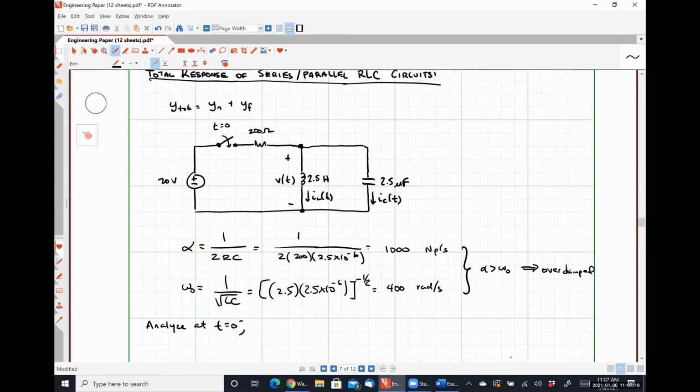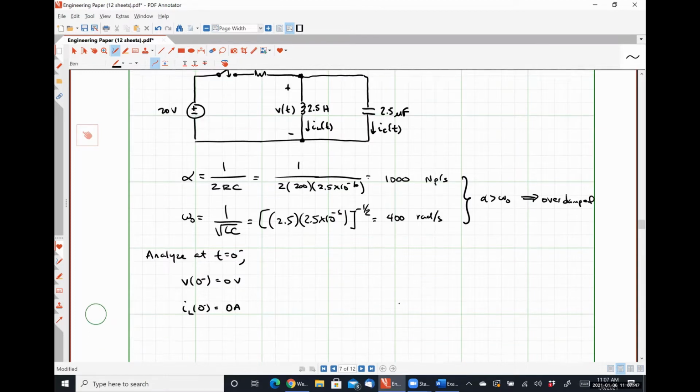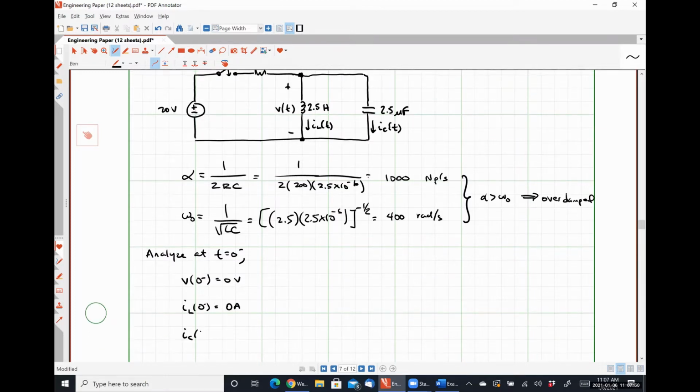Our capacitor is an open circuit, so there's no current flowing through the capacitor, so IC is 0, V is 0, and if there's no current flowing to the capacitor, no current can flow through the inductor as well because they're connected effectively in series. So we should have V at 0 minus is 0 volts, IL at 0 minus is 0 amps, and IC at 0 minus is equal to 0 amps just by inspection. No real circuit analysis required.